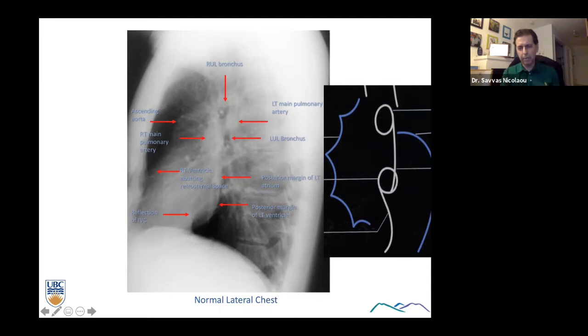And all those are important landmarks to identify, and also the hemidiaphragms are extremely important, and the costodiaphragmatic recesses need to form these sharp acute angles. And it's nicely depicted on a schematic depiction: right pulmonary artery, right upper lobe bronchus, left upper lobe bronchus, left pulmonary artery.